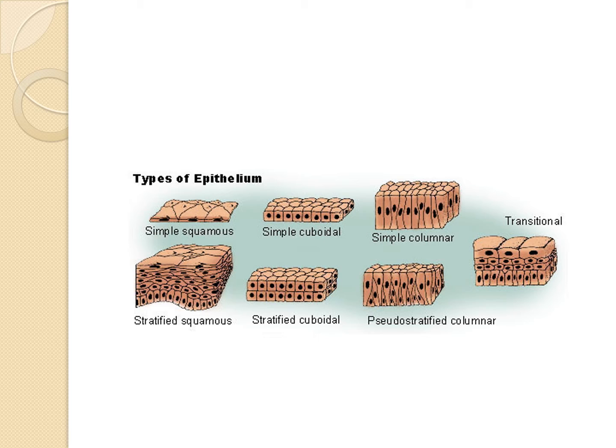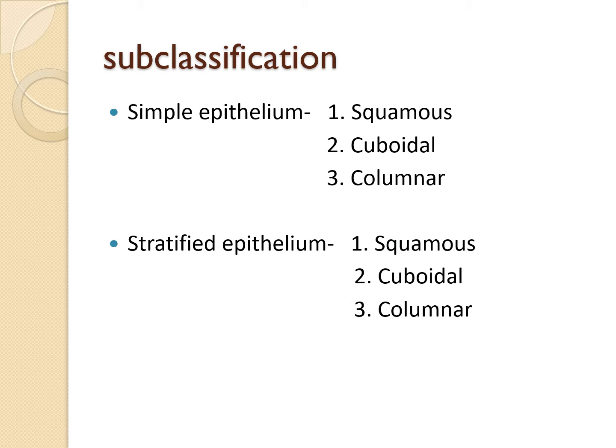Simple epithelium, based on the shape of the cells composing it, can be classified as squamous, cuboidal and columnar. So these are the simple epithelium. Simple squamous epithelium first. You can see this sub-classification: simple epithelium are simple squamous, cuboidal and columnar. Stratified epithelium are stratified squamous, stratified cuboidal and stratified columnar. This is the sub-classification of the epithelium.